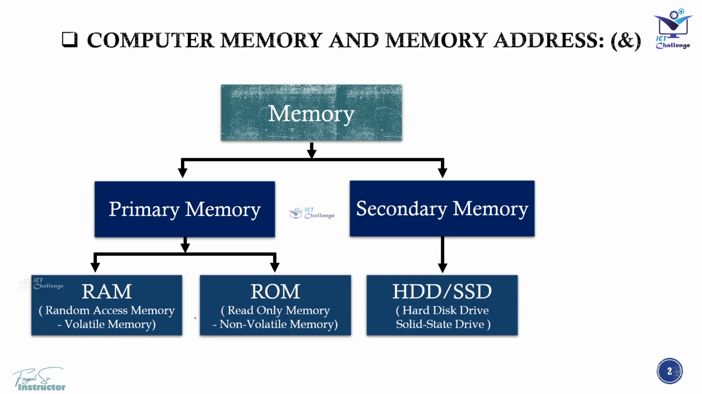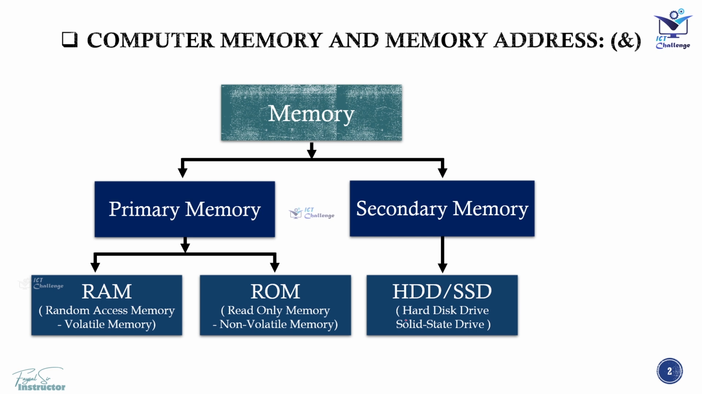So what is volatile and what is non-volatile? Volatile means if you keep anything inside this RAM and you don't save it, that data will be lost. So this is called volatile memory. That means RAM will give you access to its memory for a limited time. If you save the data, then it will be relocated from RAM to the secondary memory, that means a permanent memory, which is called the hard disk or SSD.